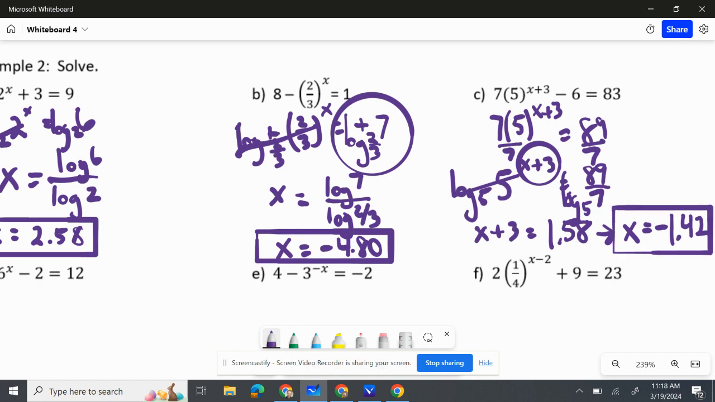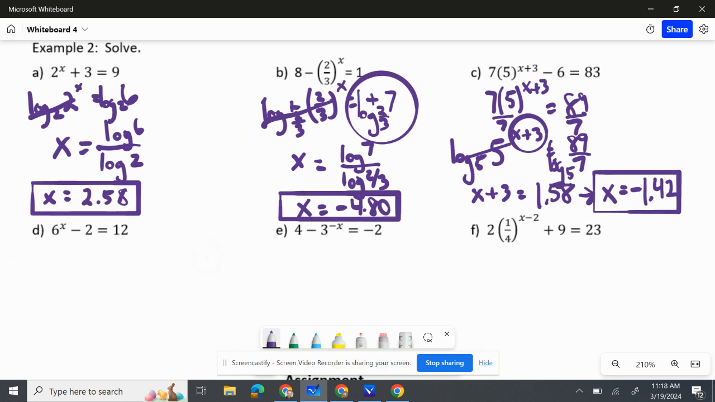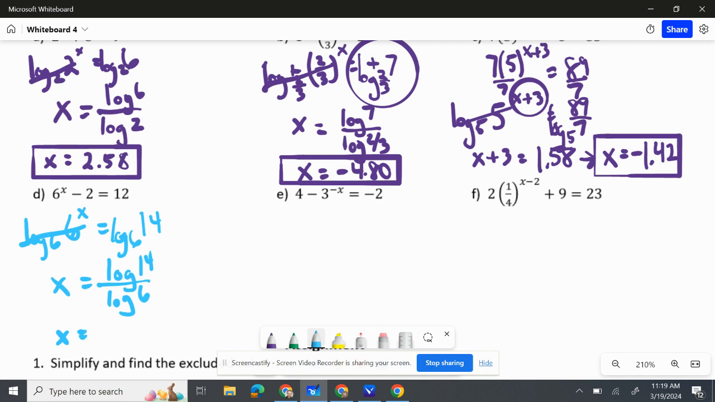Once again, make sure you're working your calculator to see if you're doing it correctly. For letter D, we're going to do the same thing. I'm going to add the 2, and so I get 6 to the x is equal to 14. I'm going to do the base of 6, so log base 6 on both sides. The 6's cancel, and I get the x by itself. Change of base formula, log of 14 divided by log of 6. When we plug that into our calculator, we get 1.47.